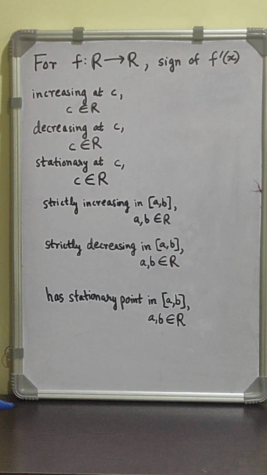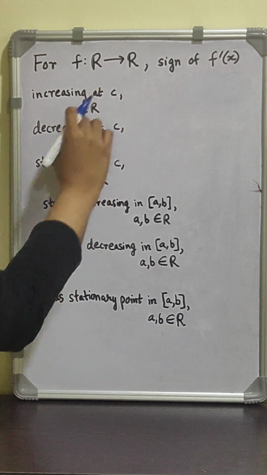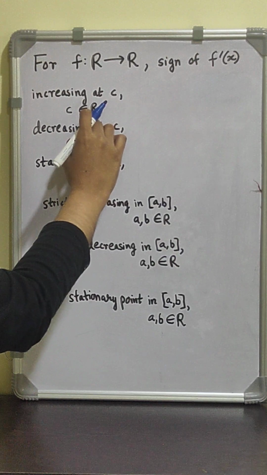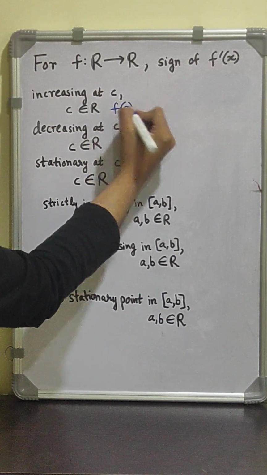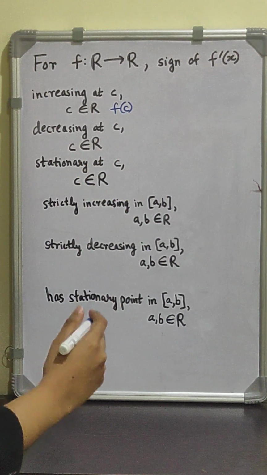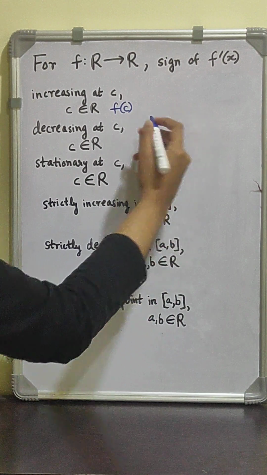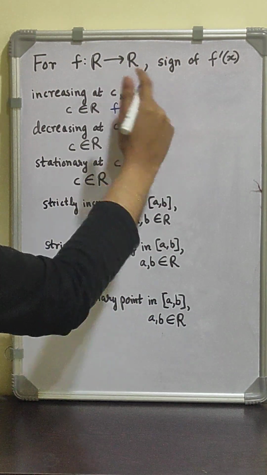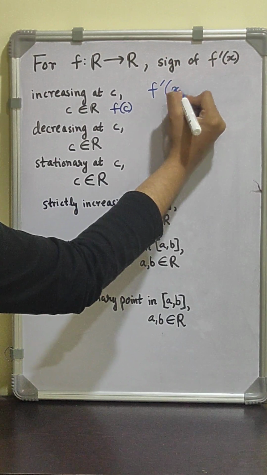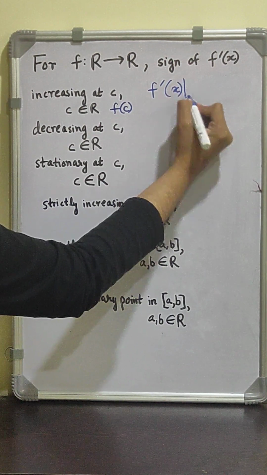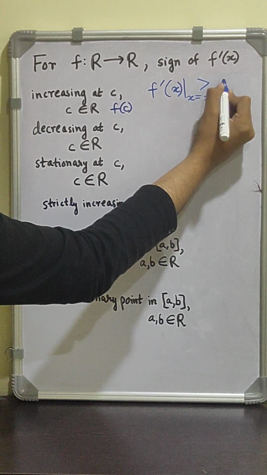So we can say that for a constant c, where c belongs to the real numbers, so of course f of c is defined, the function is increasing at c if f prime of x evaluated at x equal to c is greater than 0.